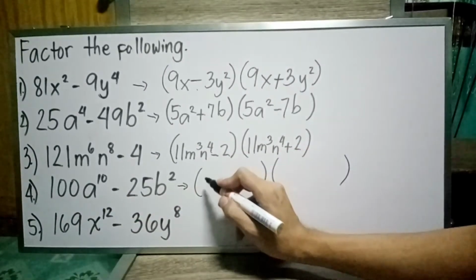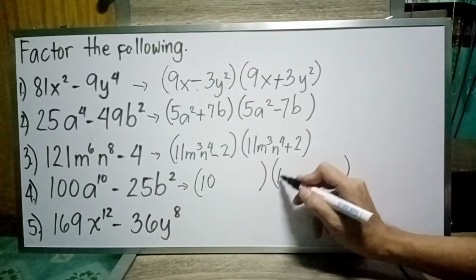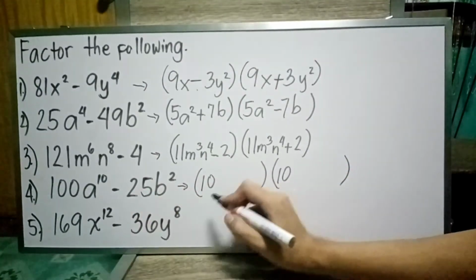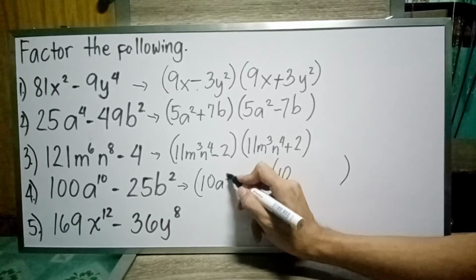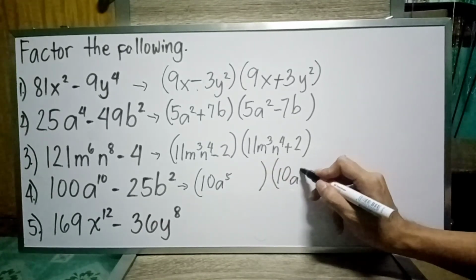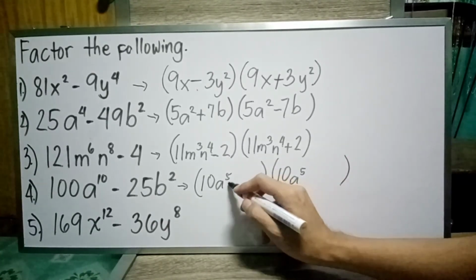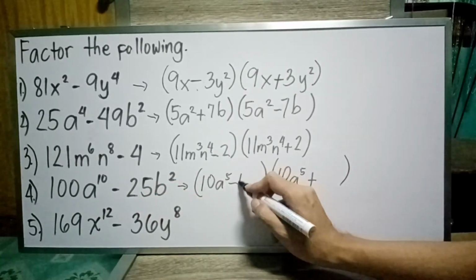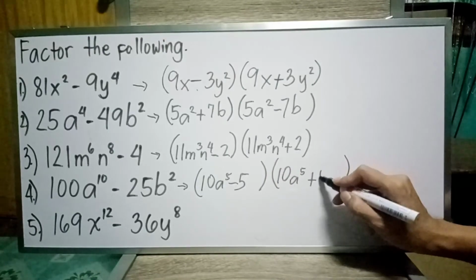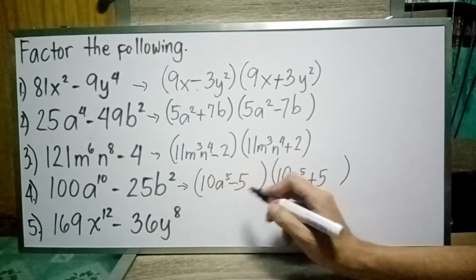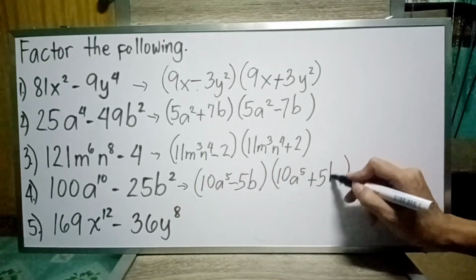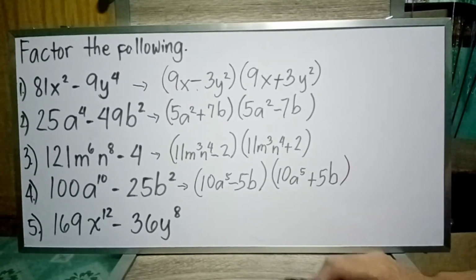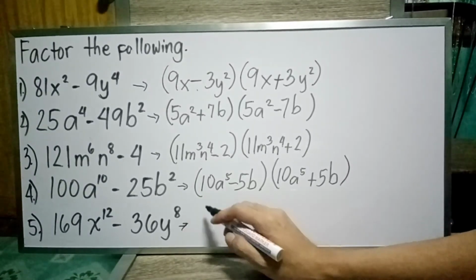Square root of 100 is 10. a to the 10 is a to the 5th. a to the 5th, minus plus the square root of 25, that is 5. 5. Then b squared, that is b. Then b. Next.